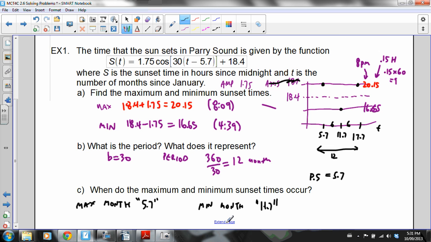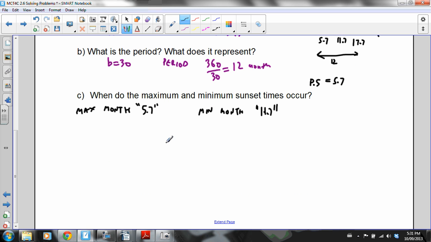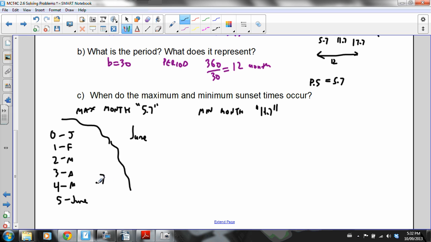Now, when actually is that? Well, if we have a little think about this, it'll make sense. Remember, a little rough work over here. 0 was month January, right? So 1 is February, 2 is March, 3 is April, 4 was May, and then 5 is June, right? So this is in the 5th month from there. So this is June, and then 0.7 months.